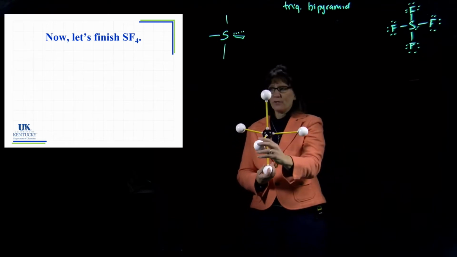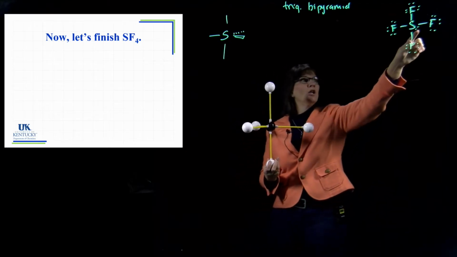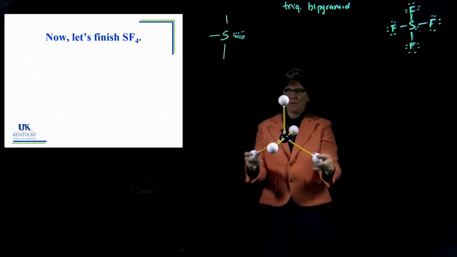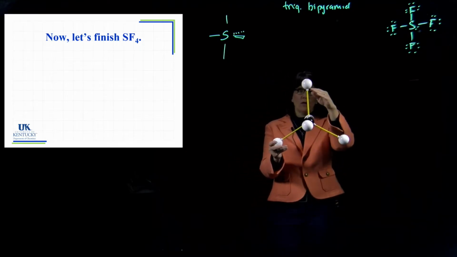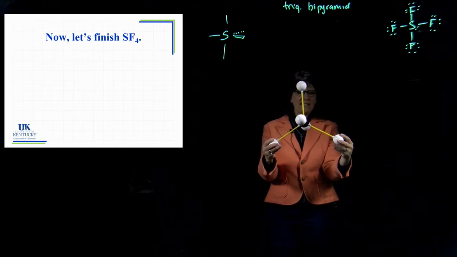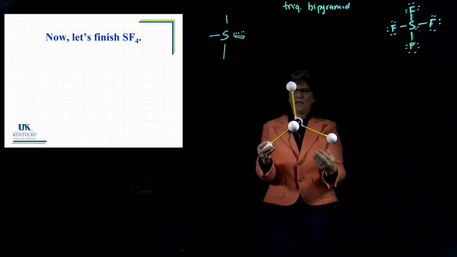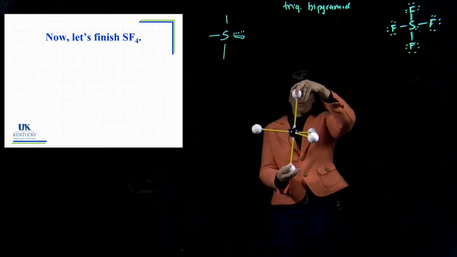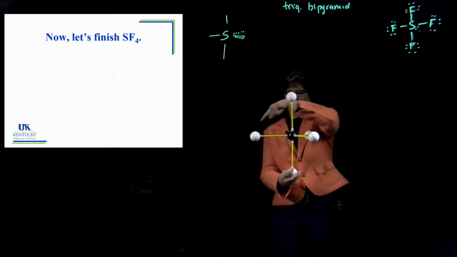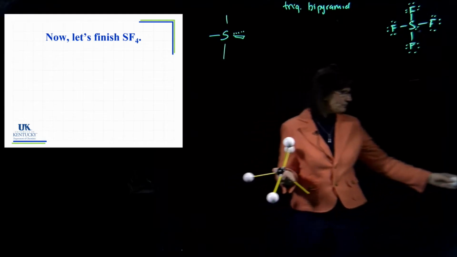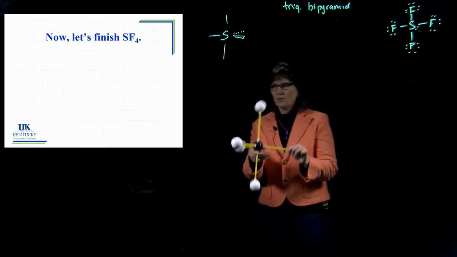Now I have these 3 to choose from. I've got to put one lone pair in one of these 3 locations. So let me turn it this way. Is one of those more roomy than any of the others? No, they're all the same exact distance from each other and from the positions above and below, these axial positions. So it doesn't matter which one of these 3 I choose. So I will pick one. I will pick this one. Okay, so this is what I have.